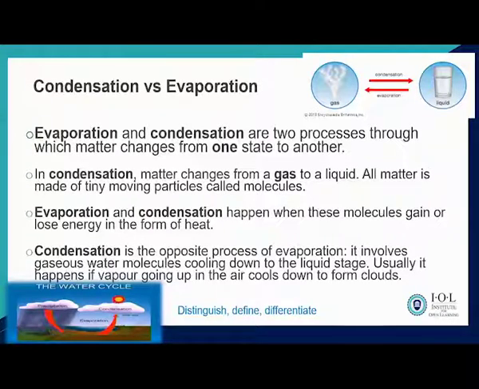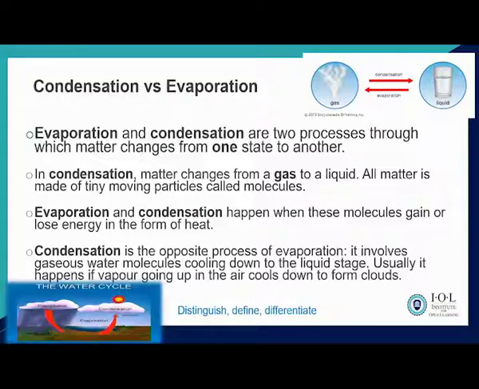gas going into liquid and then forming clouds, or liquid being evaporated and then it gets into gas. So condensation is the opposite process of evaporation, and it involves gaseous water molecules cooling down to the liquid state. Usually it happens when water vapor goes up in the air and cools down to form clouds.